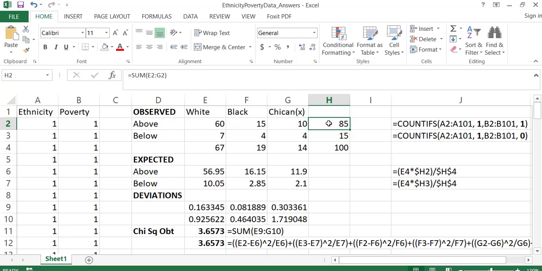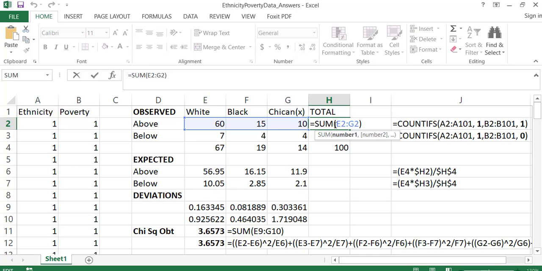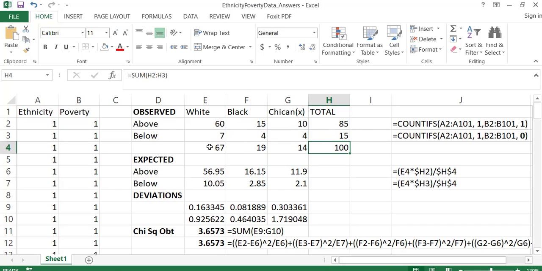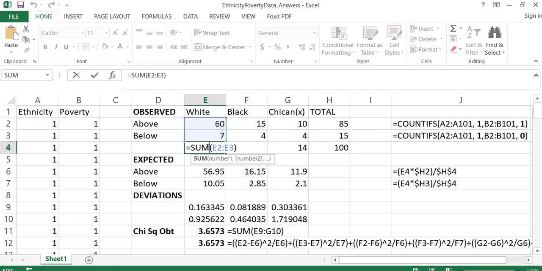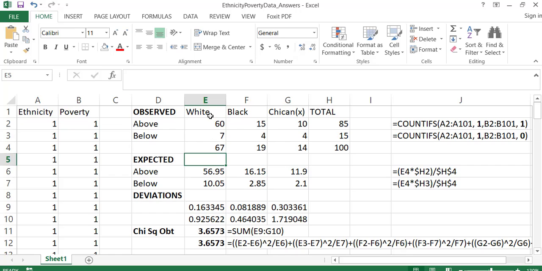For this total, so this is the total column, we can just use sum. So we can sum the first row, sum the second row. Same thing for the column totals. We just sum the column. So we find out that there are 67 total white people, 19 total black people, 14 total Chicano.